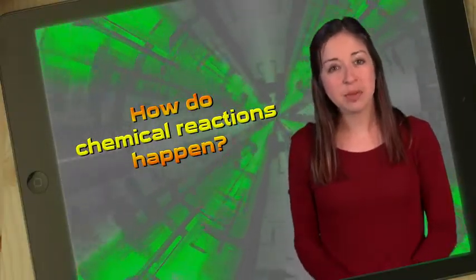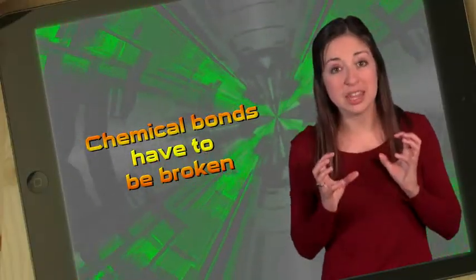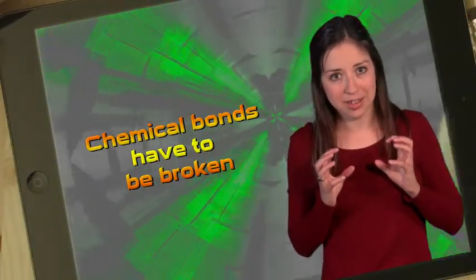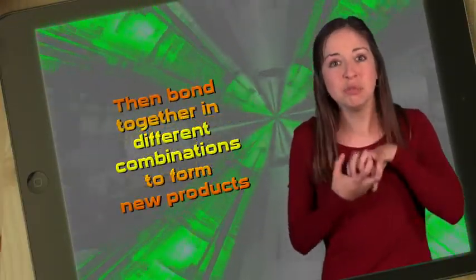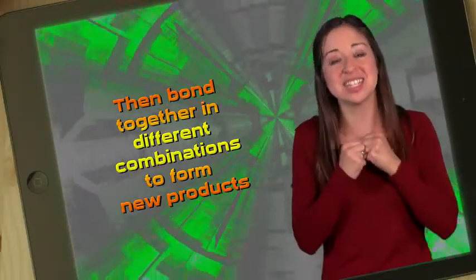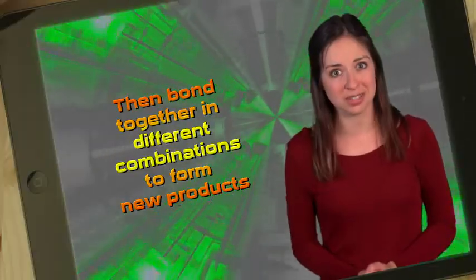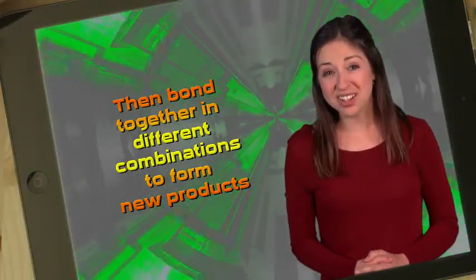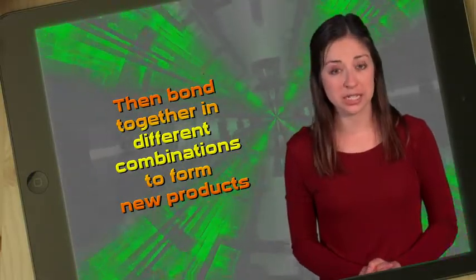In order for a chemical reaction to take place, chemical bonds have to be broken in the atoms of the reactants. Once they are free and independent atoms, they form new sets of chemical bonds by rearranging themselves and then bonding together differently to form one or more new products or substances. These new products would have different characteristics than the original reactants.